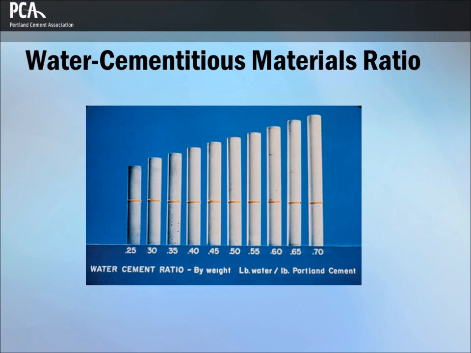Ten cement paste cylinders are shown here with water-cement ratios that range from 0.25 to 0.70. The band indicates that each cylinder contains the same amount of cement. Increased water dilutes the effect of the cement paste, increasing volume, reducing density, and lowering strength.